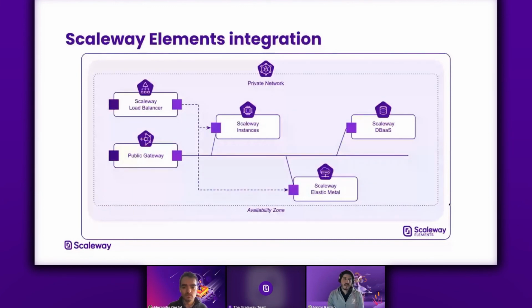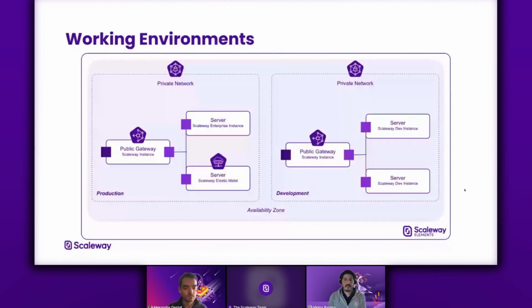The next stuff that you can do is to put a load balancer. The load balancer also has a public IP and it can be attached to the private network. Like that, you can balance and hide the instances where you are balancing. So the backends can be inside the private network. It could be a Scaleway instance or Scaleway Elastic Metal as you wish. The working environment, so this is a typical use case that you can do.